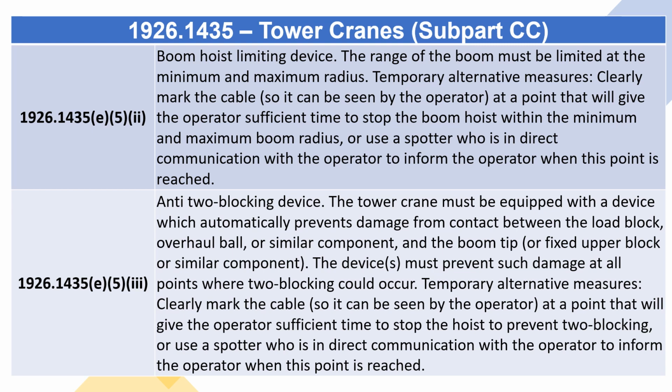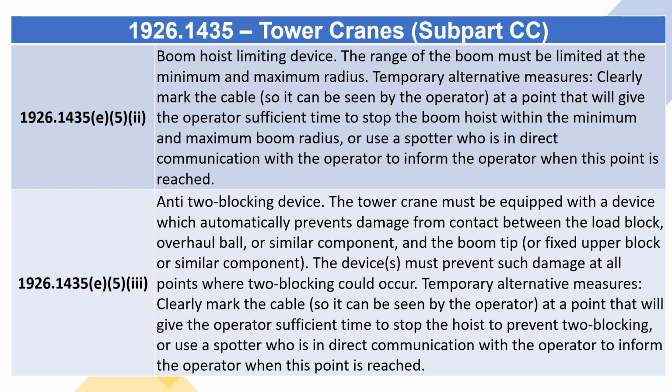1926.1435 E5.3 Anti-two blocking device. The tower crane must be equipped with a device which automatically prevents damage from contact between the load block, overhaul ball, or similar component, and the boom tip, or fixed upper block or similar component. The devices must prevent such damage at all points where two blocking could occur.